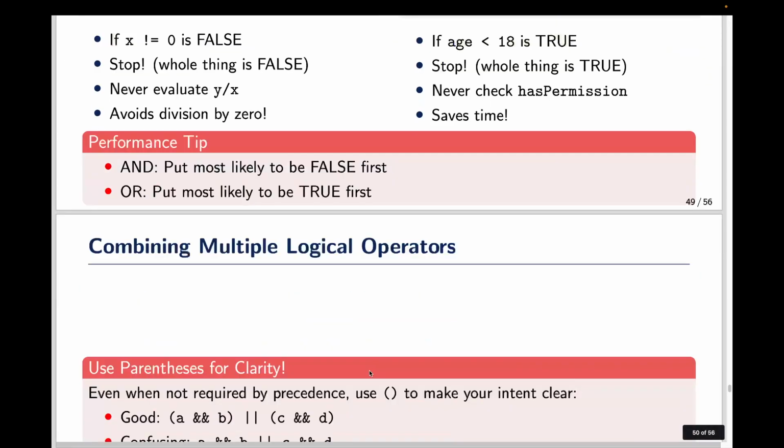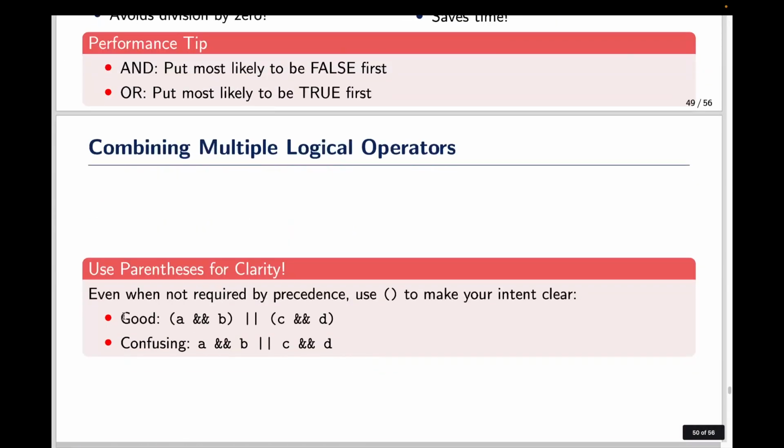Then, if you are combining multiple logical operators, a very good way is to use parentheses, because first you are evaluating A and B, then C and D are evaluated, and then their combination is done with the OR operator. So if A and B is true, then you don't need to evaluate C and D. So this is one way of doing it.